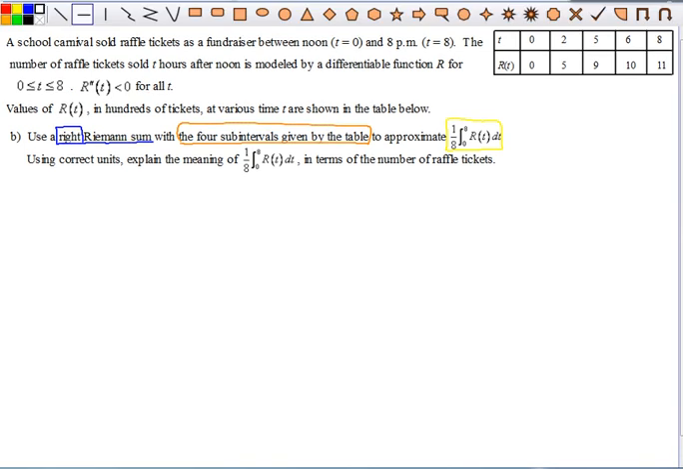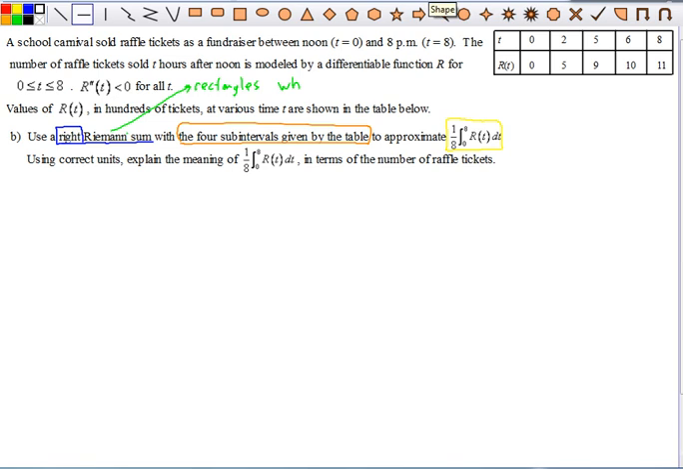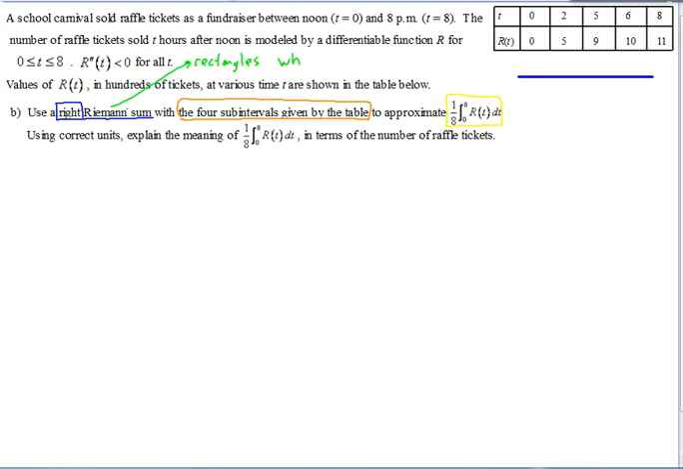So let's draw our number line again. Again, notice it doesn't say the word equal here. But this time, when it's a Riemann sum, a Riemann sum means rectangles. So we're just going to do width times height. So draw our number line here: 0 to 2, 2 to 5, 5 to 6, and 6 to 8.